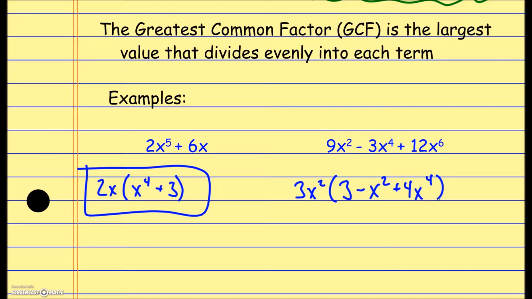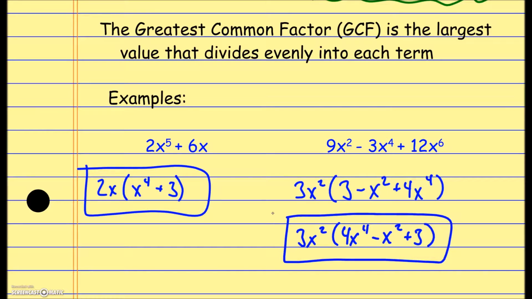And then the last thing we might do with this is, as we look at that trinomial that's inside the parentheses, I'm just going to go ahead and rewrite that in descending order, because this is kind of an awkward way to have this written. So I'm going to write it as the 4x to the 4th minus the x squared plus 3. And that's the way I'm going to leave this thing.